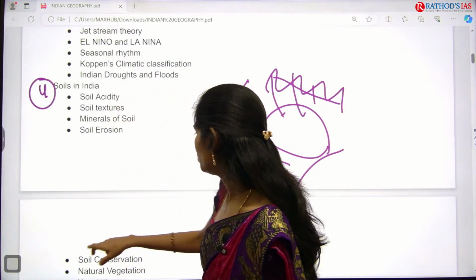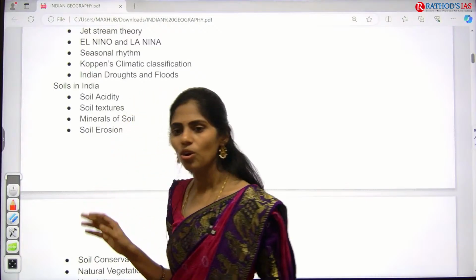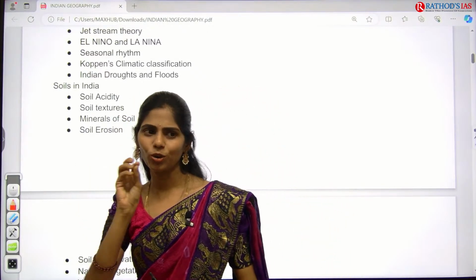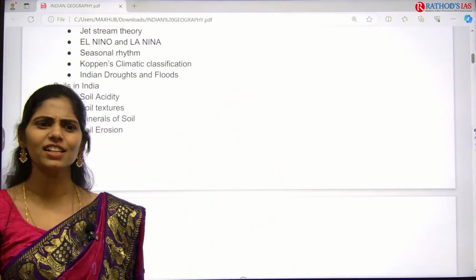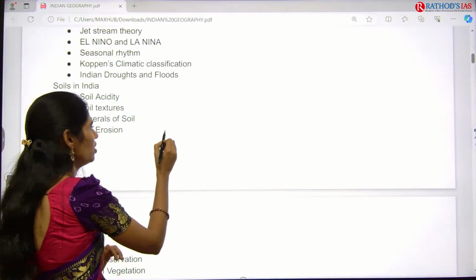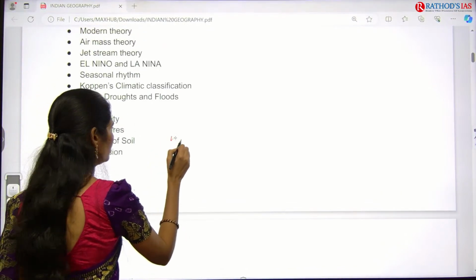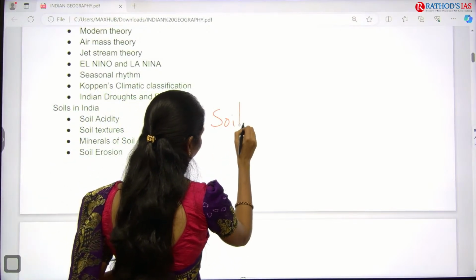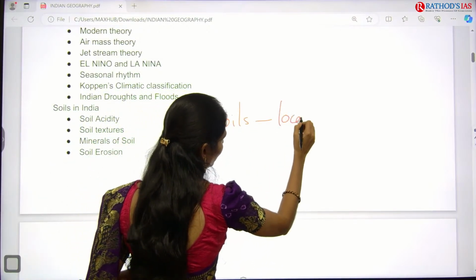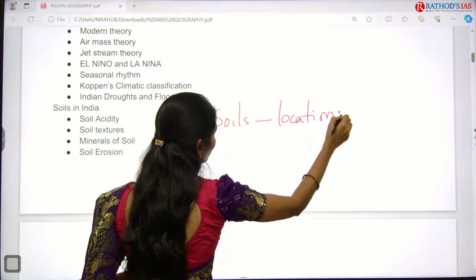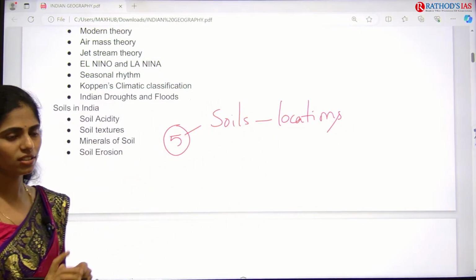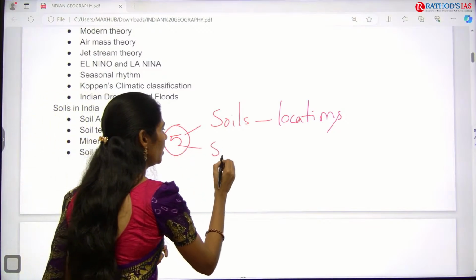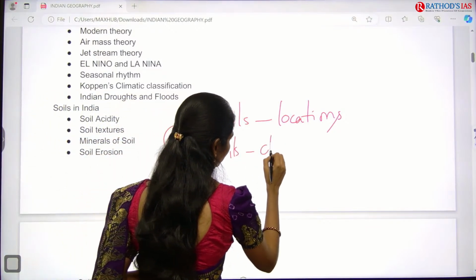I will tell you how questions will be asked. Only in these 5 areas will questions be asked if you are preparing for any central government examination. Which are those 5 areas? First one is soils and their location. If you want, you can make a note of this, soils and location. And next one is soils and their characteristics.